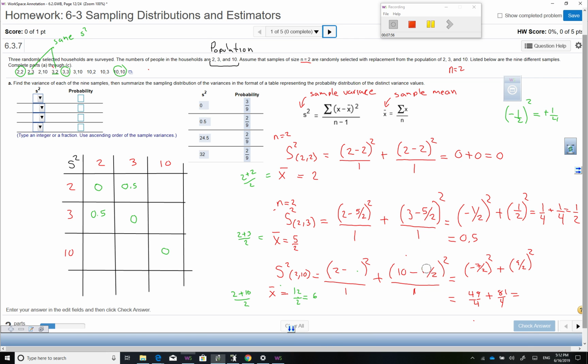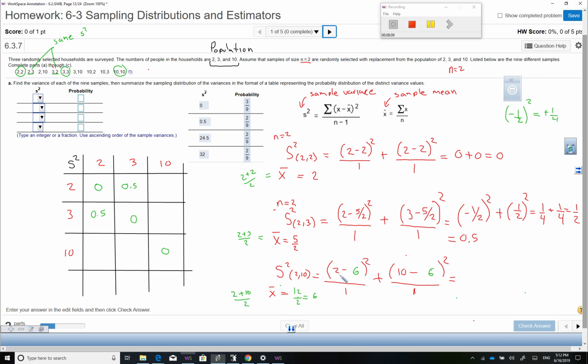Let me correct these numbers right here. That is 6 and 6. Okay, and let me correct this part. I did it wrong, but okay. That's 2 plus 10 is 12. 12 divided by 2 is 6.